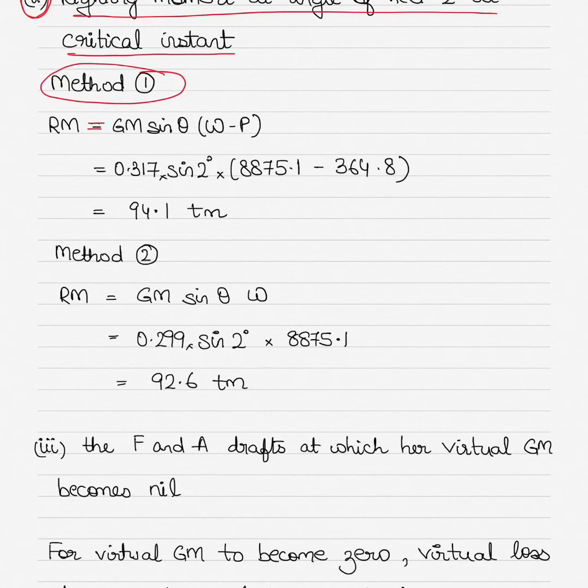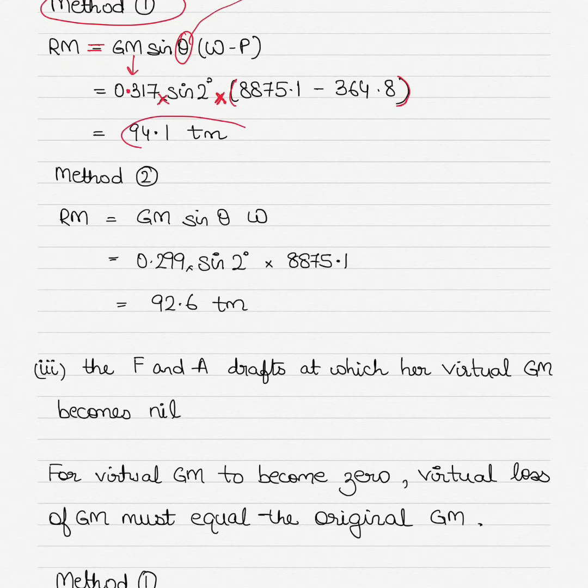Again here we have assumed that there has been a loss in the displacement of the vessel, and GM has been taken as the GM after it has been reduced by a virtual loss. So GM is not the GM that you calculated earlier. This GM is after the vessel has lost a virtual loss of GM. So GM multiplied by sine theta. Theta is nothing but the angle of heel, 2 degrees. So sine 2 degrees multiplied by the displacement minus the force P that you have done before. Here you get the righting moment as 94.1 tons meter.